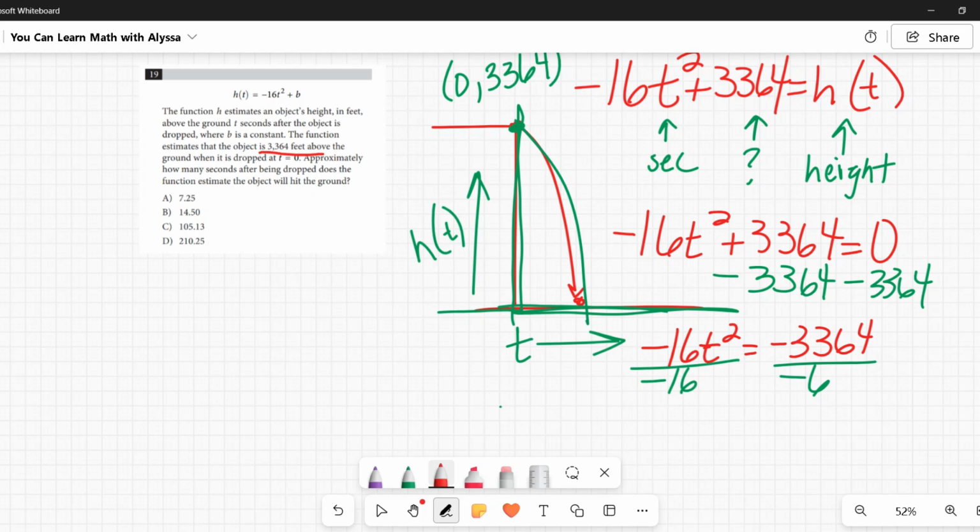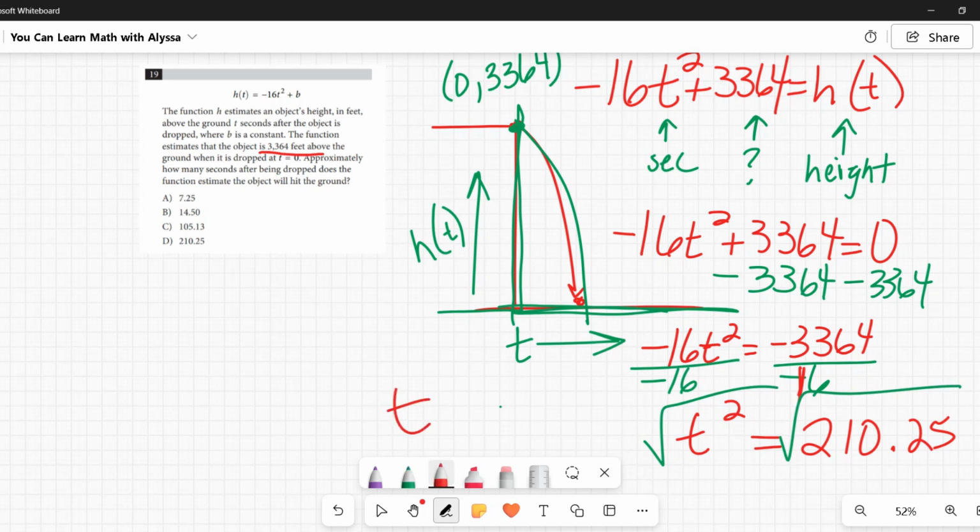And when I do that, on the left side, I'm going to get that t squared is equal to, I forgot, I didn't put a negative 16, I put negative 6. Sorry about that. When I divide both sides by negative 16, I get that t squared is equal to 210.25. Now to undo this squaring, I just need to square root both sides, and I get that t is equal to 14.5. Normally I would say plus or minus, but seconds can only be positive in this case. It's how many seconds afterwards, so only the positive is what we need to worry about. And there is my answer, B, 14.5.